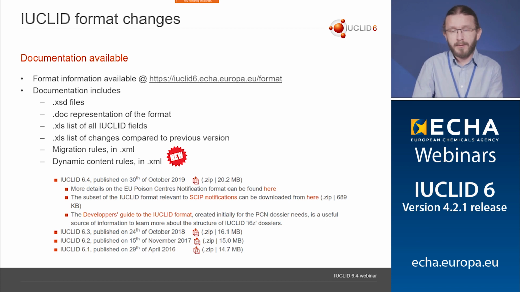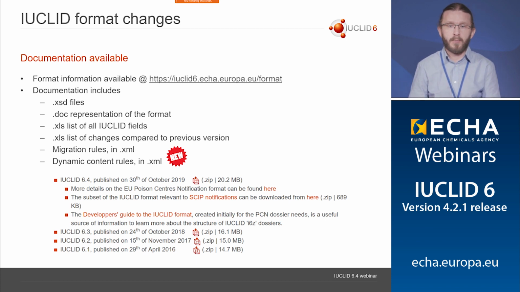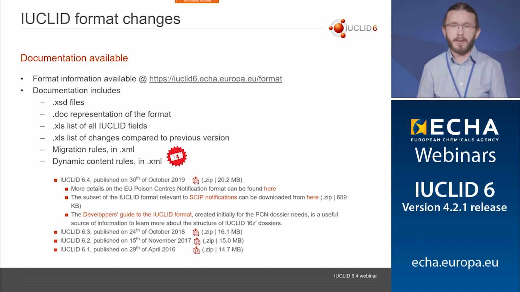An exhaustive set of documentation is available on the Euclid website under the format page. What you find there is a full set of documentation, including the schema files for the XML. This is the technical information that developers, for example, would need if they would like to work with the Euclid format. For the end users, we also have a Word representation of the format with the list of fields and the content of the Euclid forms.